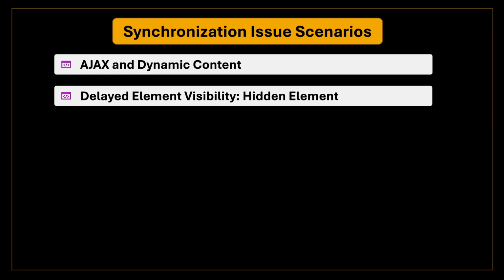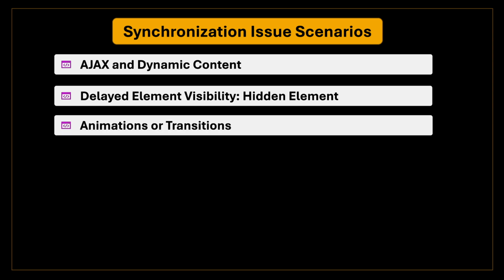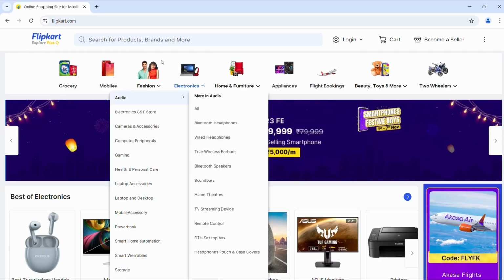Here are a few more situations where synchronization issues often come up. When elements appear with animation like sliding menus or pop-ups, they may not be ready for interaction right away, which can lead to element not interactable exception. For example, we have this Flipkart site.